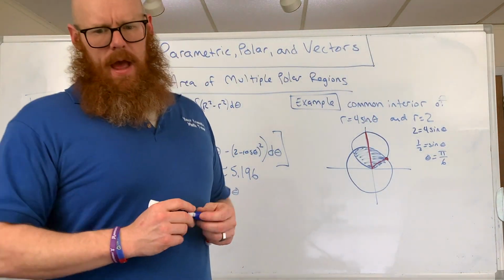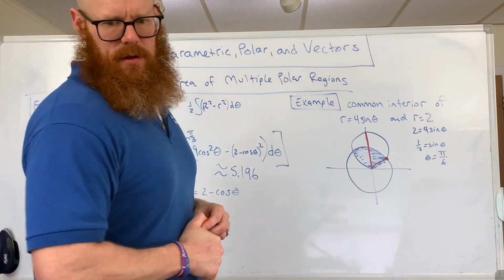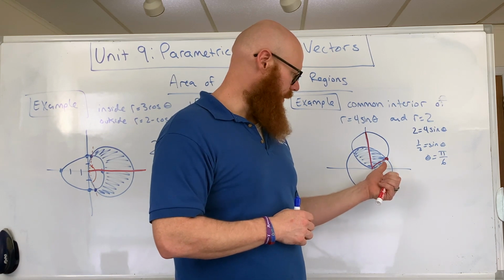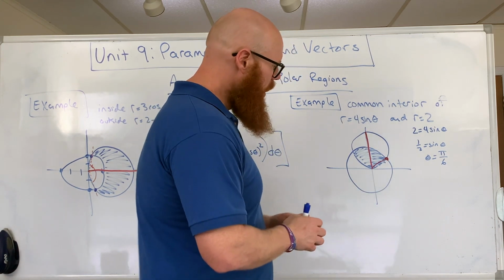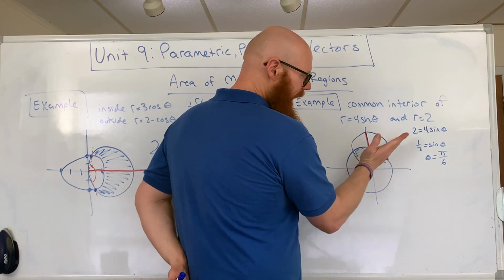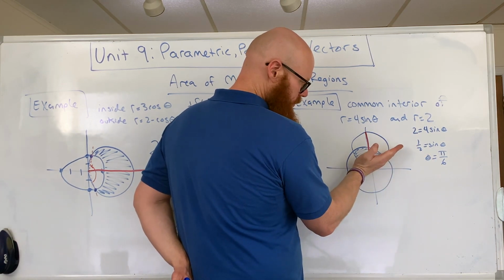So the way that we're going to look at this is, notice this red line going at the angle of pi over 6.